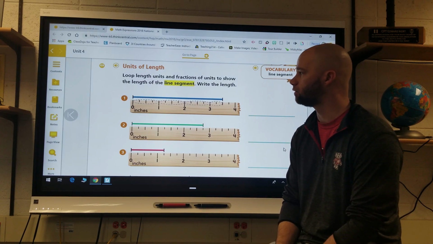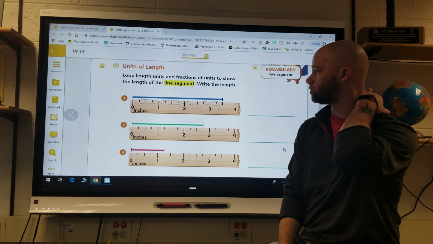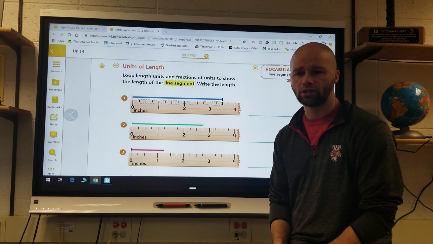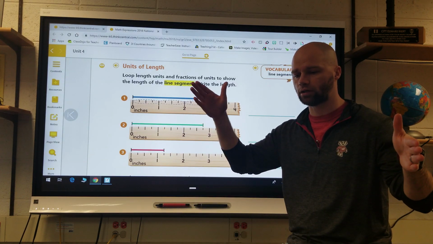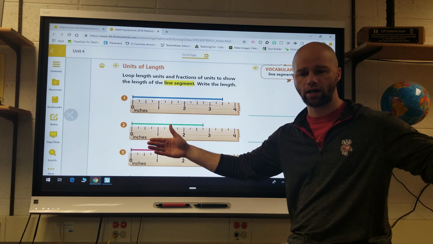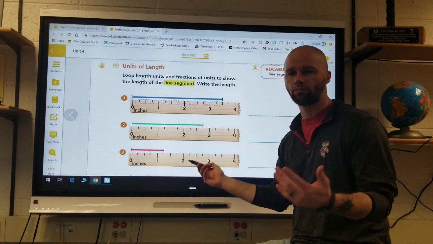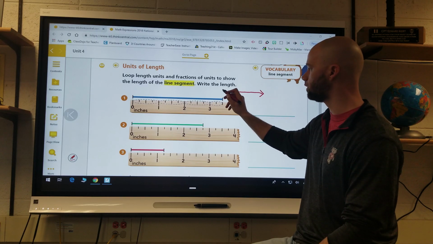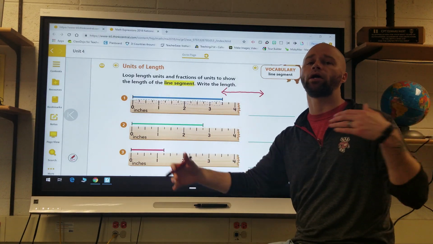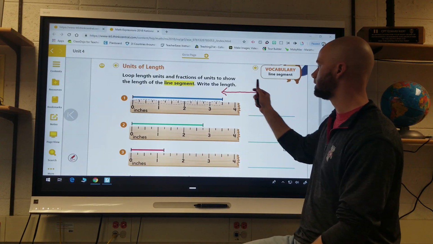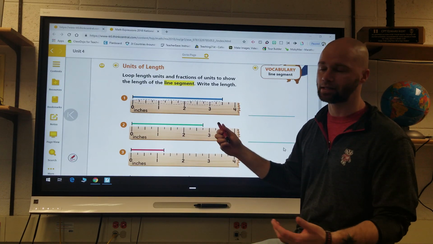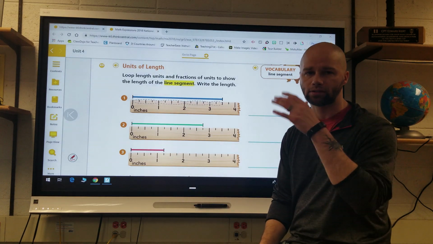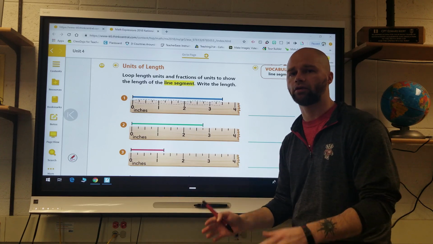Your job here is going to be to loop length units and fractions of units to show the length of the line segment. Write the length. So a line segment is just a line from one spot to the next, so it doesn't continue on. Hopefully at some time you have heard that a line will maybe be drawn like this, and there will be an arrow here and an arrow here, meaning it keeps going on and on and on. A line segment has two spots that stop. So you can see the blue, green, red, those are line segments. They start at one point and they stop at another. They do not continue on.